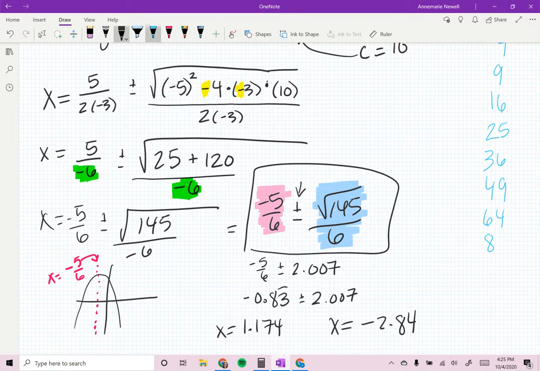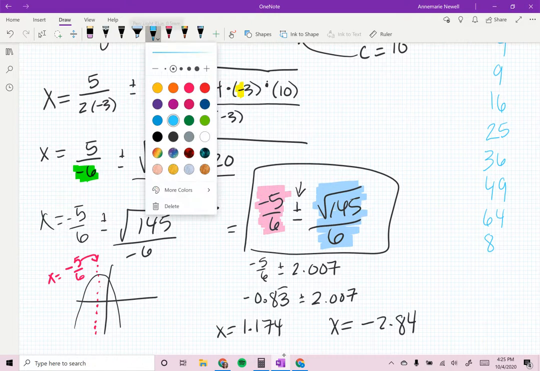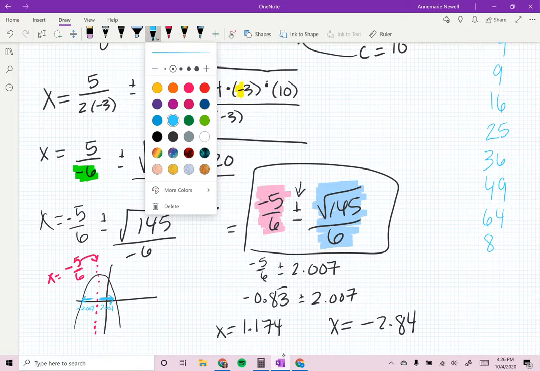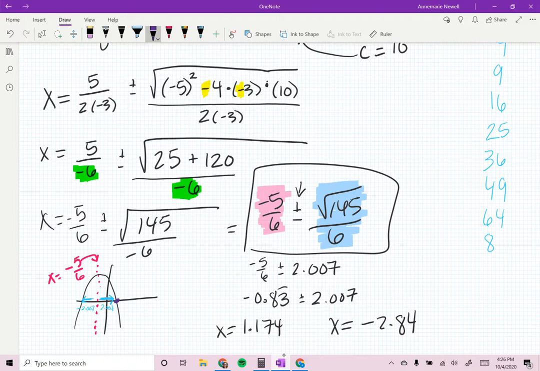And so that means that our x-intercepts, from -0.83 repeating, I add about 2.007, and here I actually subtract 2.007. And so I'm actually, what's a good color? I would be ending up at positive 1.174, and I would be ending up at -2.84.